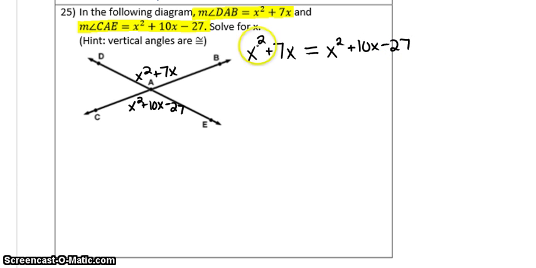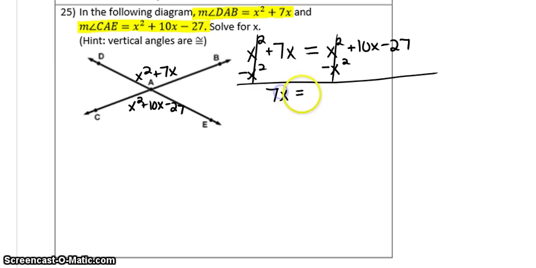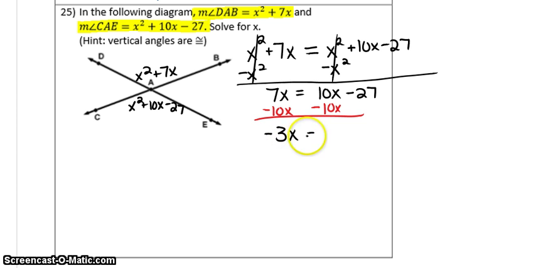I notice that I have an x squared on the left side of my equation and an x squared on the right side of my equation. So when I go to subtract the x squared from both sides, I find that that term actually disappears from both sides. I now have an equation that does not require factoring. All that needs to be done is get the like terms together. So I'm going to subtract 10x from both sides, and I'm going to get negative 3x equals negative 27. Get the x alone, so divide both sides by negative 3, and I find that x equals 9.